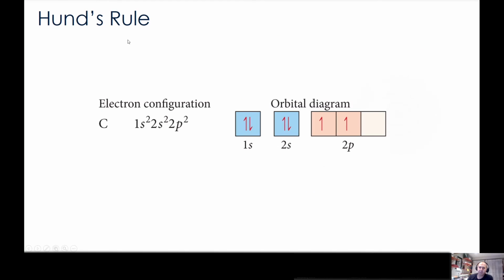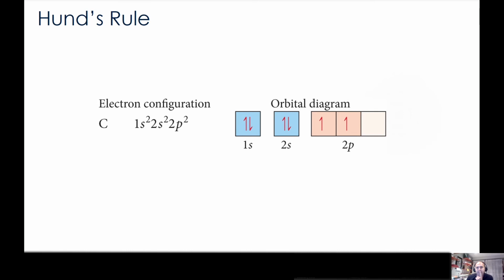The rule that we follow here is called Hund's rule. When we have degenerate orbitals, we put one electron in each of the degenerate orbitals before we start pairing up. This method, just following the rules as we've done it this way, works really well up until about argon.